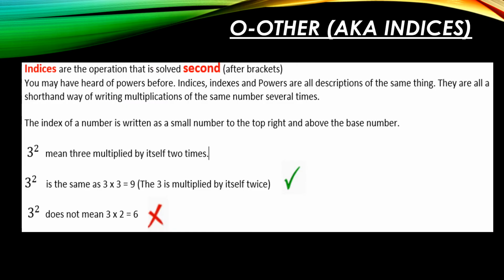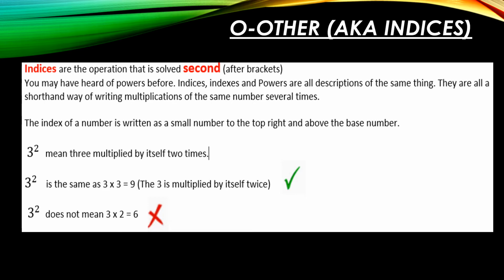Now today the main focus is on the O for other, which is also indices or powers. So indices are the operation that is solved second after brackets. You may have heard of powers before. Indices, indexes, and powers are all descriptions of the same thing. They are all a shorthand way of writing multiplications of the same number several times. The index of a number is written as a small number to the top right and above the base number.